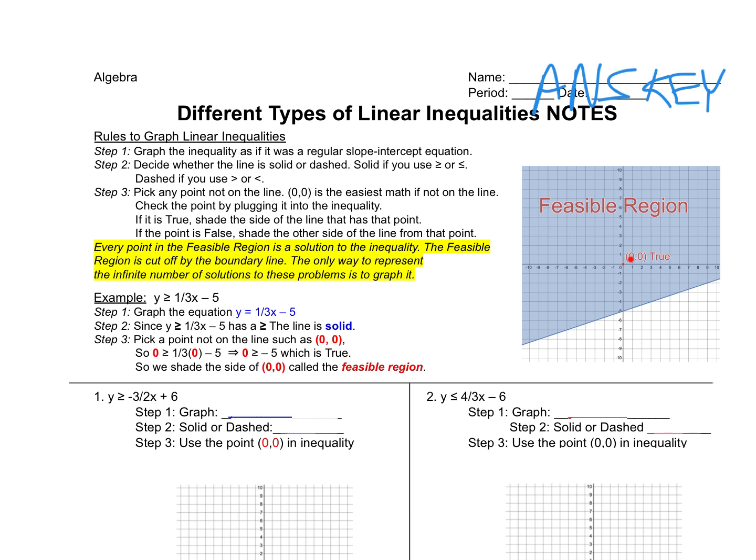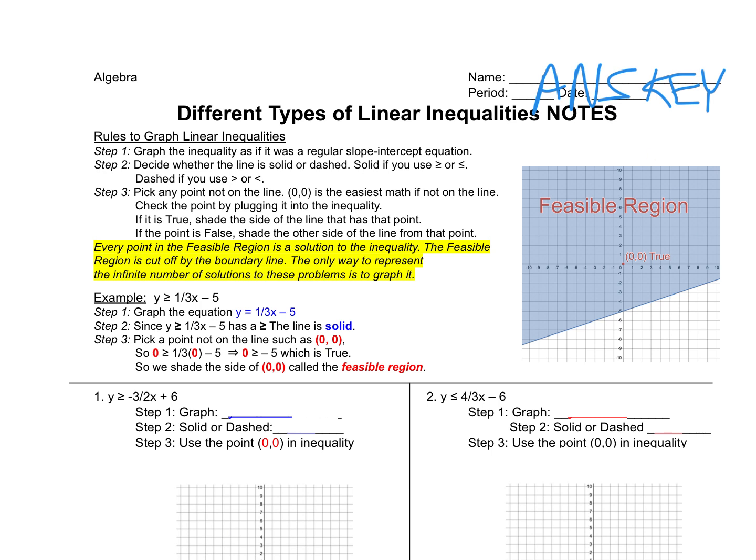Because that's true, I'm going to shade above this line. So every point above this line is part of the answer that works. You could pick any point above this line. For example, if I plug in 6, 3, 6 for the x, 3 for the y, 6 divided by 3 would be 2, minus 5 would be -3. That is indeed true, 3 is greater than or equal to -3. So what this says is here are all of the possible answers that make this inequality true. Again, the only way to really represent this infinite set of answers is to graph it.